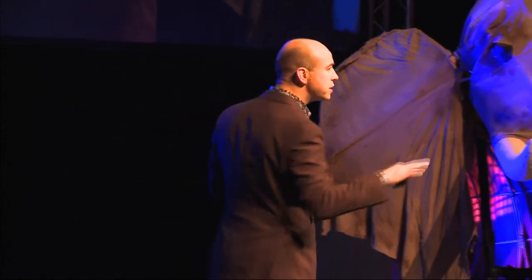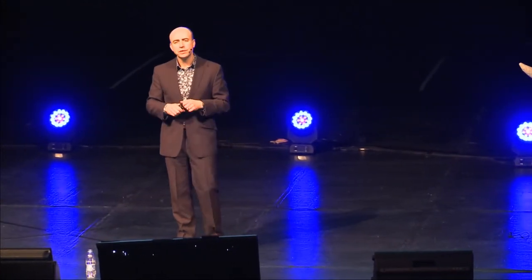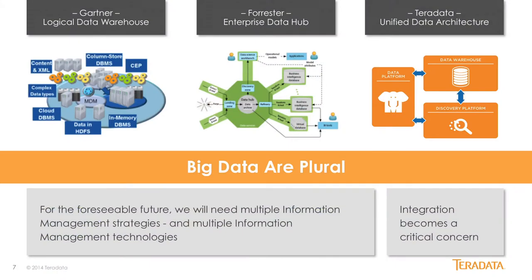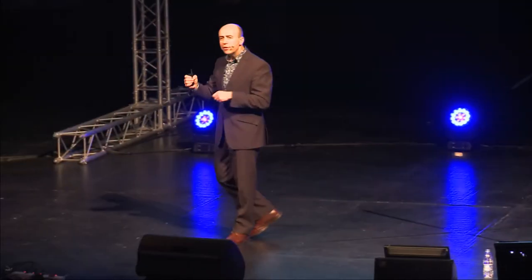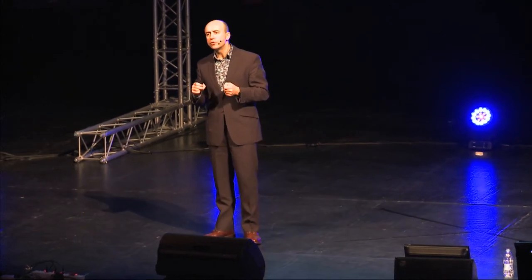And I think it's hugely significant that pretty much all of the major analysts, pretty much all of the commentators now have come to the same conclusion. Gartner call this idea the logical data warehouse. Forrester call this idea the enterprise data hub. Confusingly, that's what Cloudera used to refer to the data lake. At Teradata, we had to be different, and so we called this the unified data architecture. But effectively, these things are all synonyms for each other.